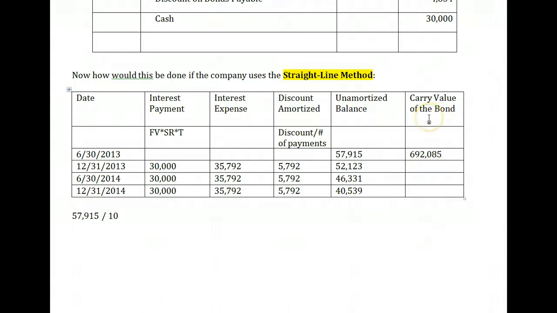Now the carrying value of the bond has to work its way to face value. Well, we're at 692,085. To work up to face value, we need to add. So we're going to take 692,085 and add the 5,792. So that's going to give us 697,877. Then we're going to add again to it the 5,792. And that brings us to 703,669. And then one more time, we're going to add 5,792. That's going to bring us here to 709,461. And we would continue that through the life of the bond.